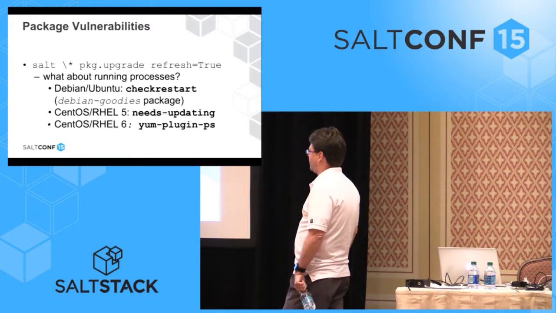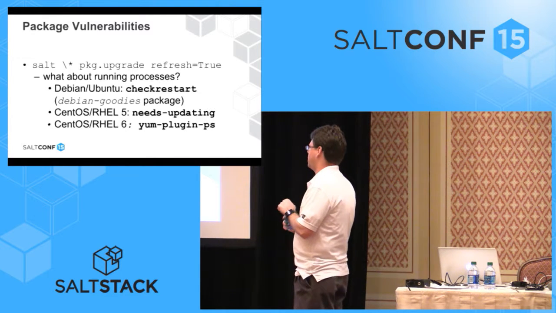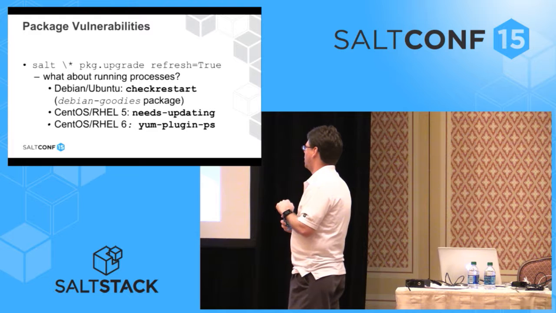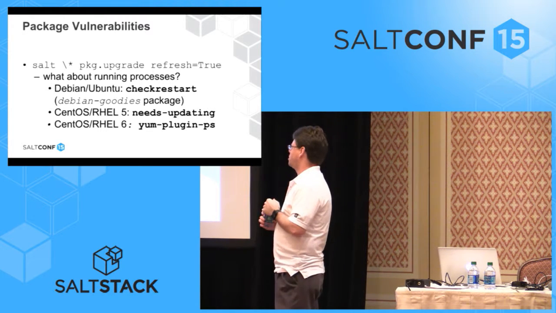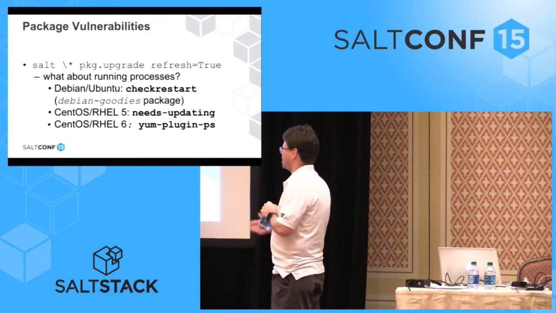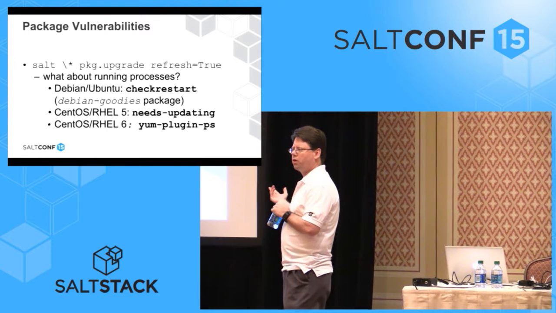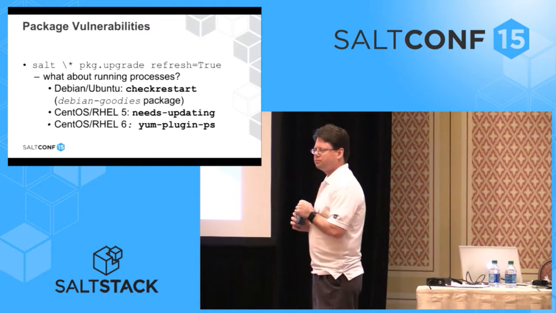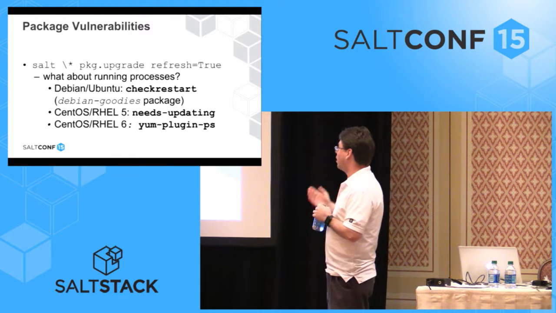CentOS and RHEL 5 have a program called needs-restarting, which does the same kind of thing. And then RHEL 6 and CentOS 6 have yum-plugin-ps, which right now appears horribly broken. So I wanted to demonstrate that, but I just could not get it to work. So does anybody happen to be more familiar with that than I am? I'm just curious to know why it was broken. So anyway, I did not look further into that, but those are good things to run on your machine.